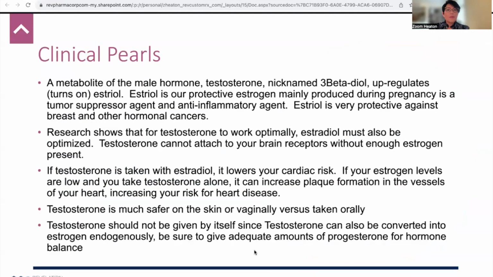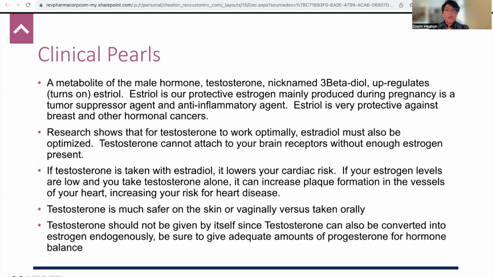So some clinical pearls. There's a metabolite of the male hormone testosterone, nicknamed 3-beta-diol. It upregulates or it turns on estriol, and estriol is the protective estrogen. And of course, that's the main estrogen in pregnancy. It's a tumor suppressor agent and it's an anti-inflammatory agent. If a metabolite of testosterone is turning it on, it's very protective against breast and other hormonal cancers.